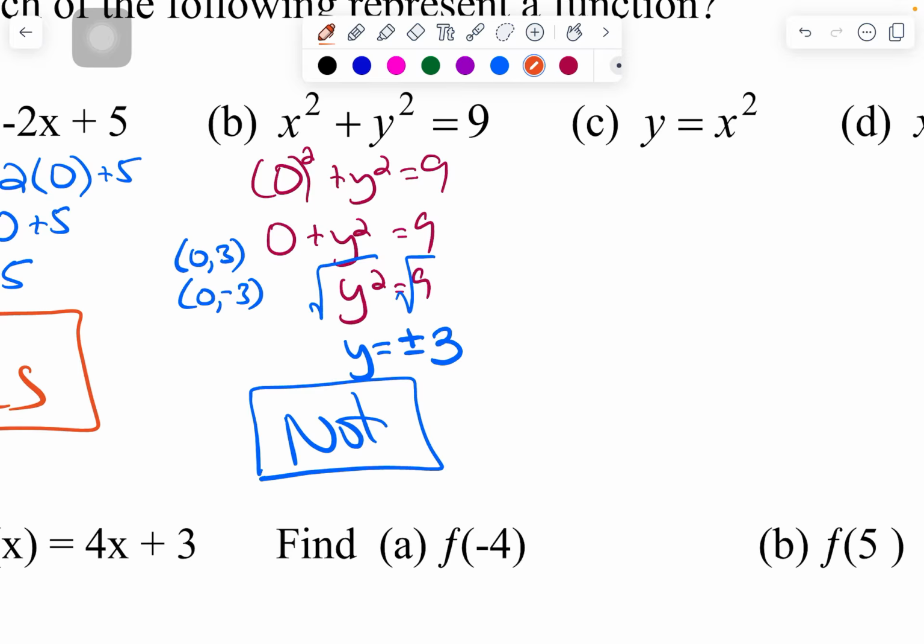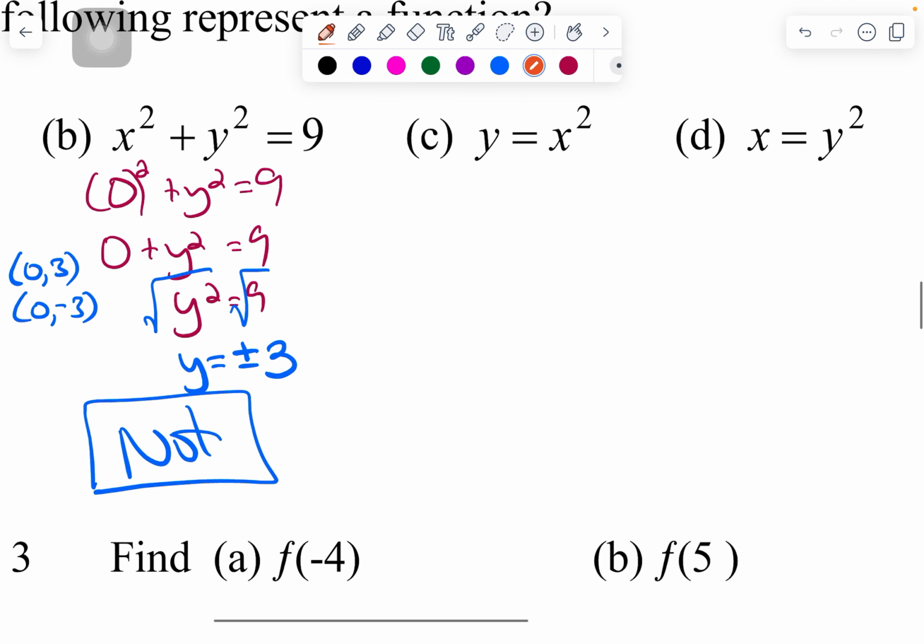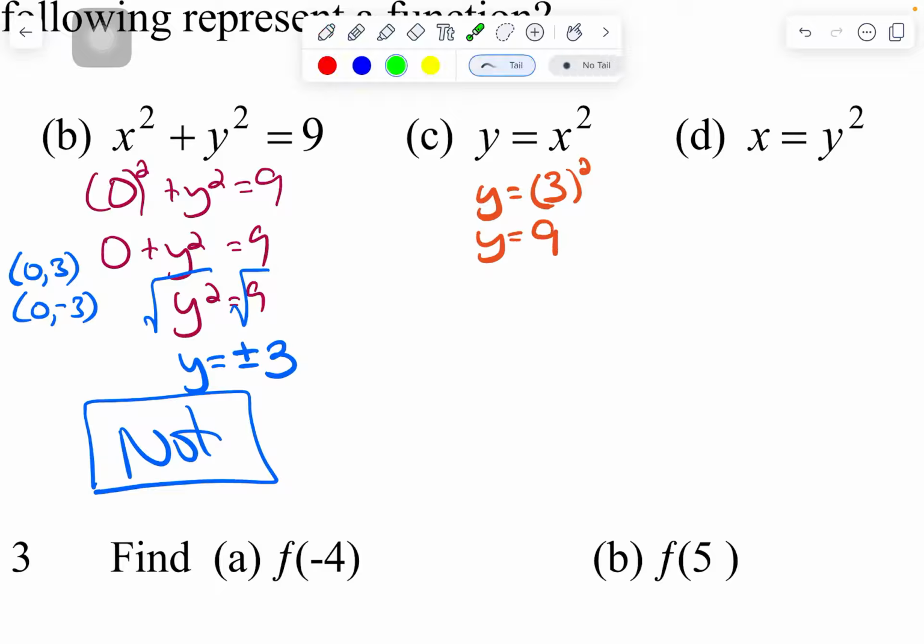Okay. Moving over to part C, right? Part C and part D kind of look similar, but let's talk about what they look like in terms of are they functions or not. So for part C, let's say for giggles, I put in an x value of 3. All right. So y is equal to 3 squared, and 3 squared is 9. Okay, cool. I put one number in, I got one number out. Yeah, this looks like a function.